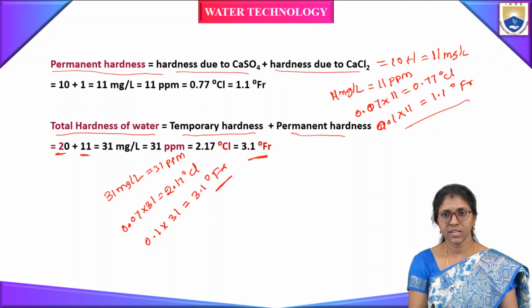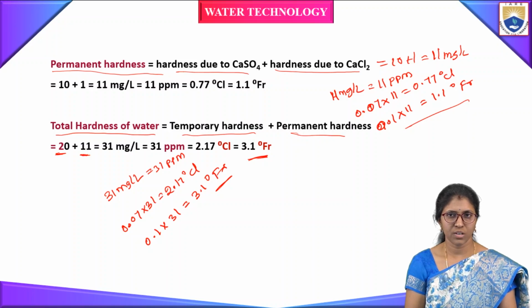So like this, we have to calculate the temporary, permanent and total hardness of water. First, we convert the hardness in terms of calcium carbonate. Then we find the total hardness and the temporary and permanent hardness. So this is about types and units of hardness of water.